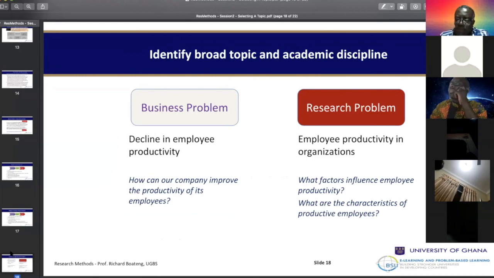And then I can lead up to two types of studies, just simply. What factors influence employee productivity, or what are the characteristics of productive employees? These are two different types of studies. The latter one, the characteristics of productive employees, presupposes that there is something called a productive employee in the organization, like how some organizations have best employee of the month.